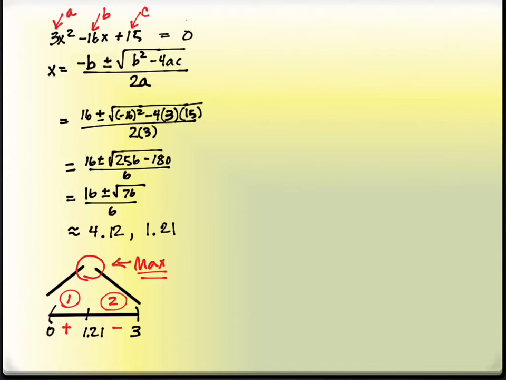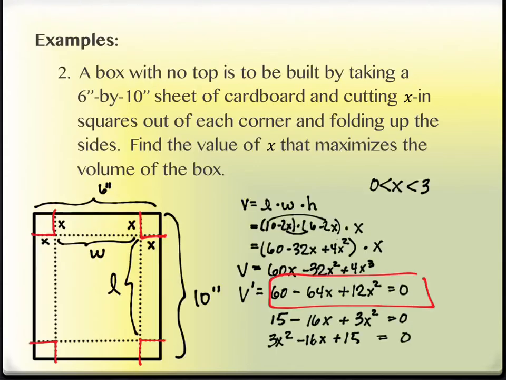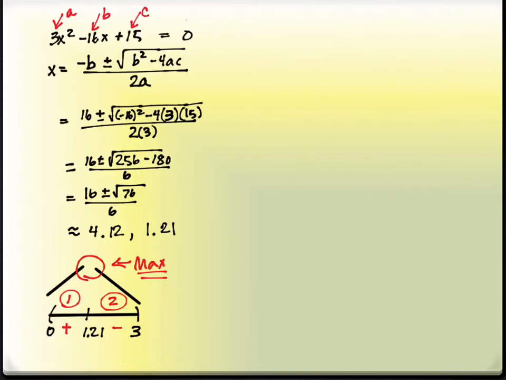That's what I'm looking for, but what did the question actually ask me to find? I need to be careful. It said, find the value of x that maximizes the volume of the box. So my answer really is x equals 1.21 inches. But I could have been asked to find the maximum volume of the box, right? That would have been another question that I could have been posed with. So just pay attention to the question that you're being asked to make sure you're answering what's being asked.